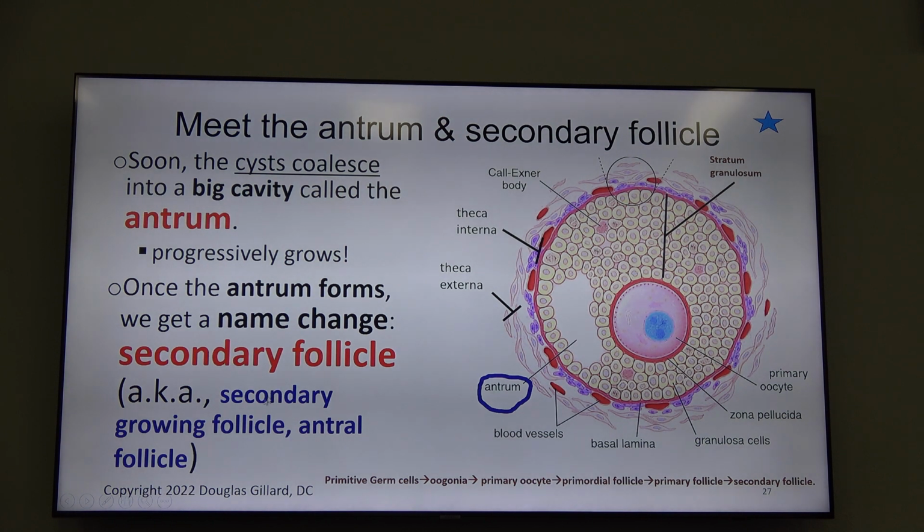Some AKAs for that: secondary growing follicle, antral follicle. I'm just going to call it secondary follicle. So, okay, confusing. Let's go back to our little timeline here.